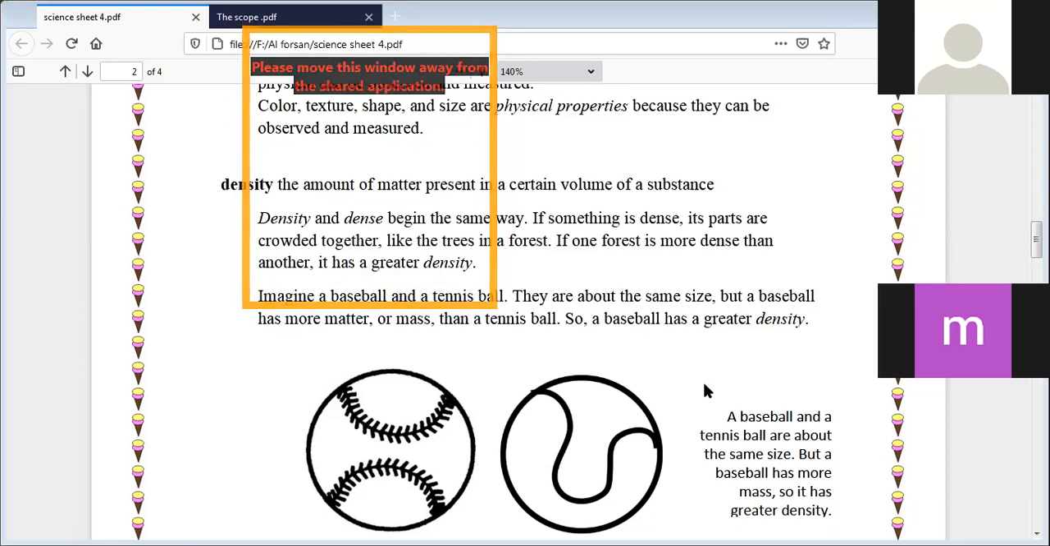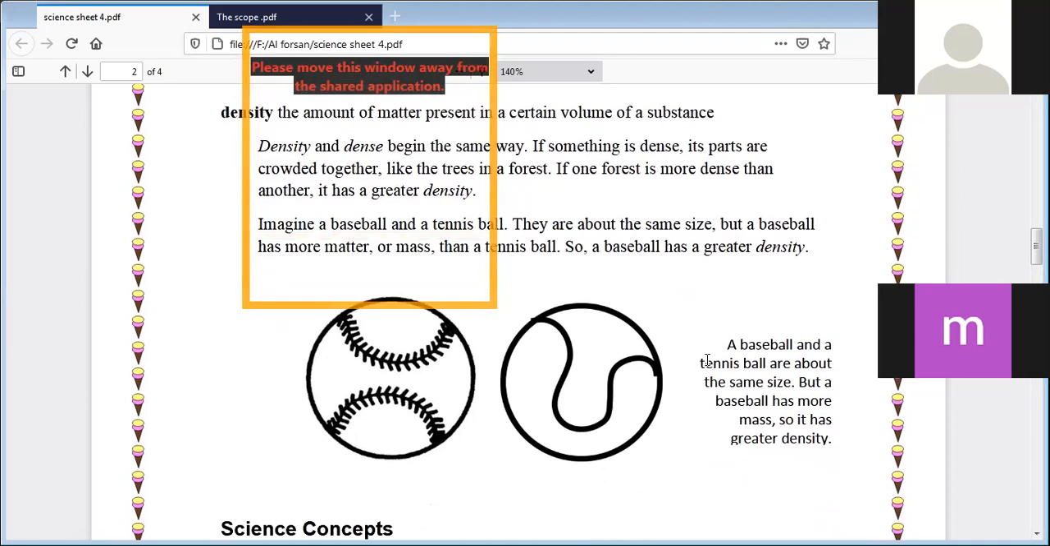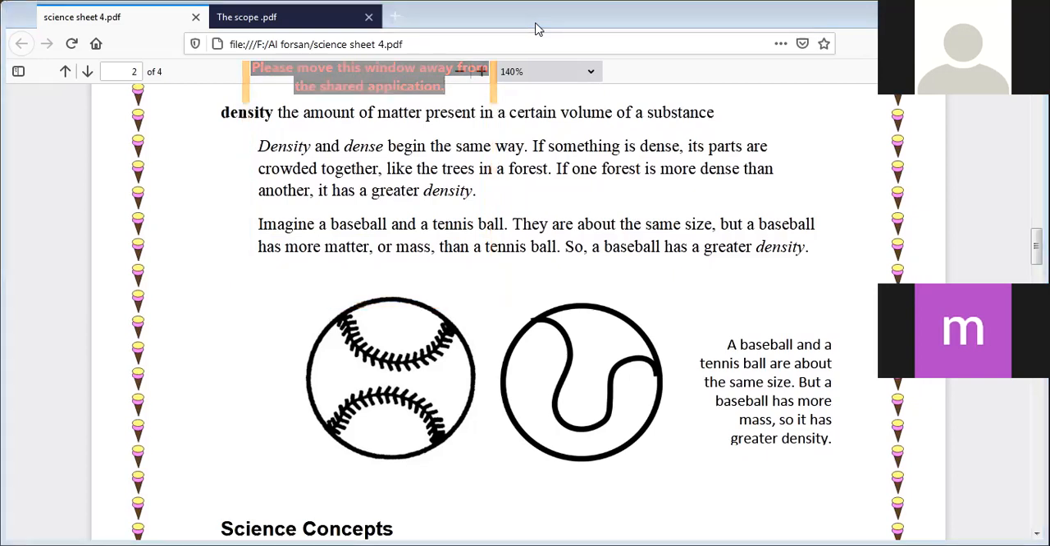Look here, a baseball and a tennis ball are about the same size, right? Right, the same size. But the baseball is not like the tennis ball. Why? Because when I come to play, I know that this is a tennis ball, and that is a baseball.